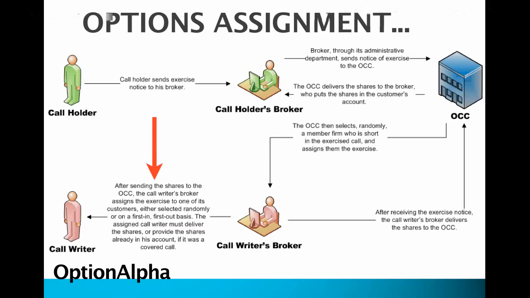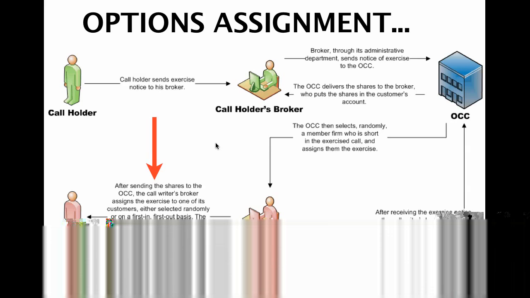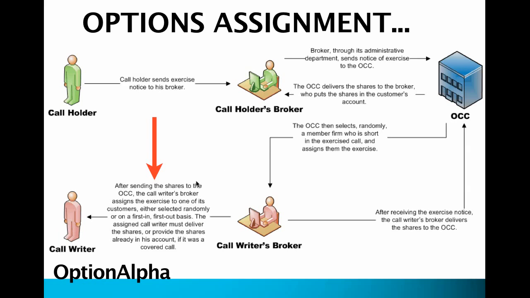The option assignment process. So if you've watched any of our other videos, you see that we've used this graph before, but we're actually going to talk about the particular assignment process down here with the call writer. So the process actually starts with an option buyer who sends an exercise notice to his broker. The broker then sends that notice to the OCC. The OCC delivers shares to the broker and makes this guy whole. Again, I've talked about this particular process up here in a different video tutorial under options exercise process.